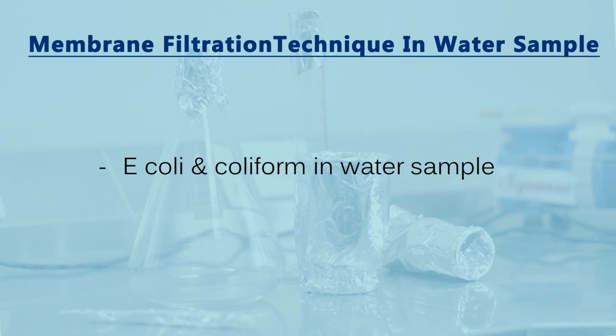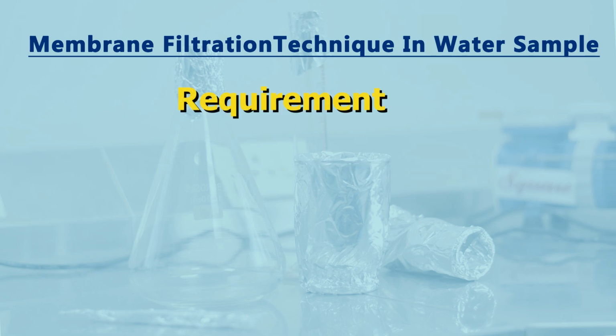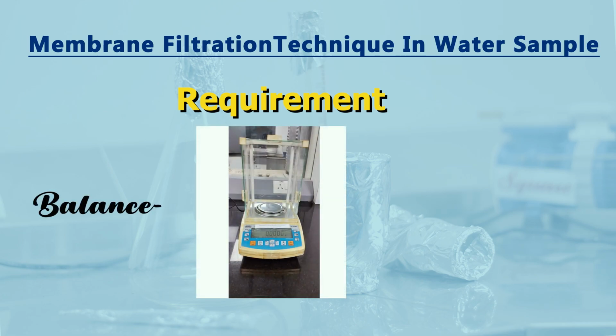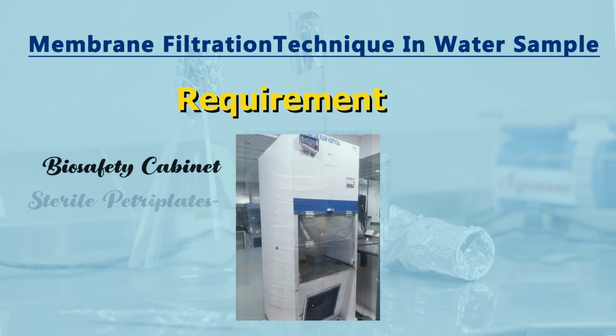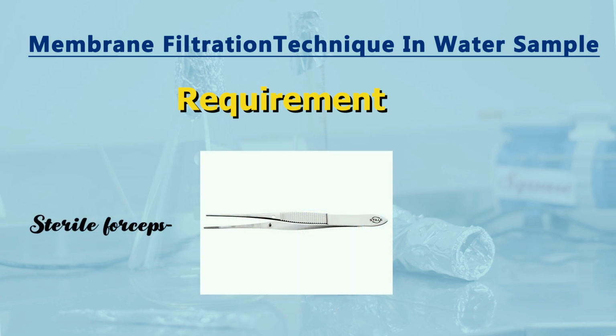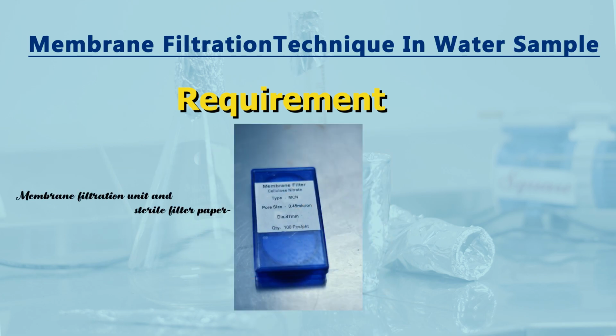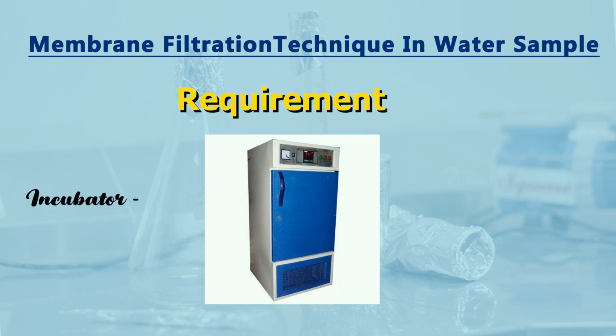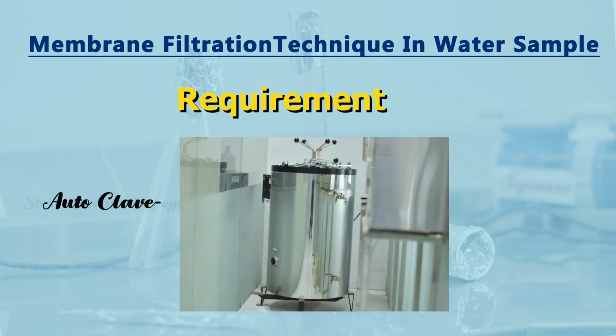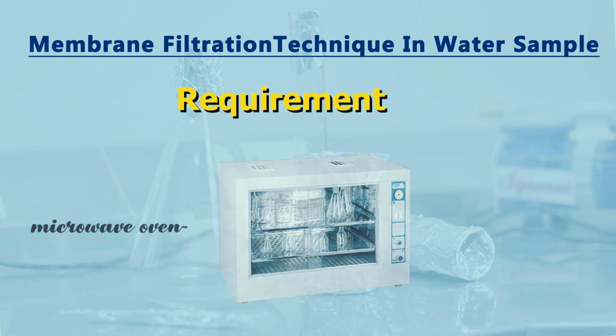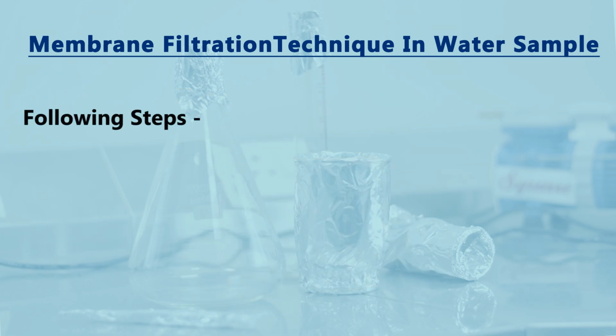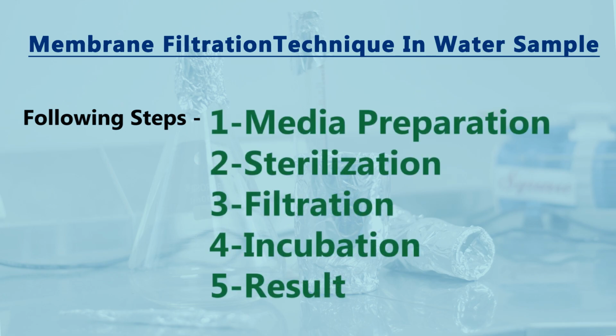Today we will enumerate E. coli and coliform in a water sample. So first, what are the requirements for this test? Balance, sterile Petri plates, biosafety cabinet, sterile forceps, membrane filtration unit and membrane filter, incubator, sterile measuring cylinder, autoclave and microwave oven. For this method, these are the following steps: media preparation, sterilization, filtration, incubation, and the last one is result.